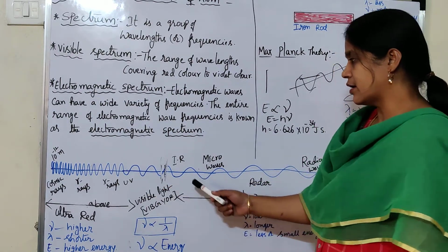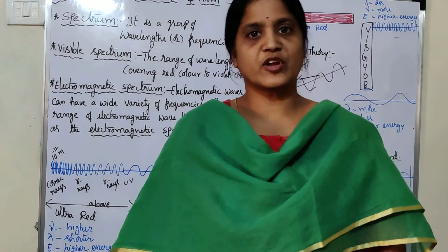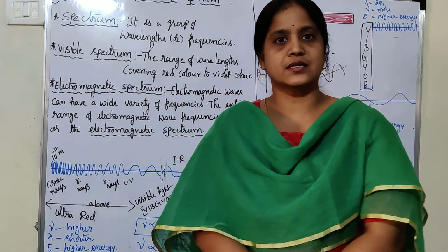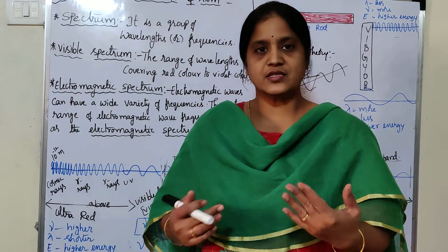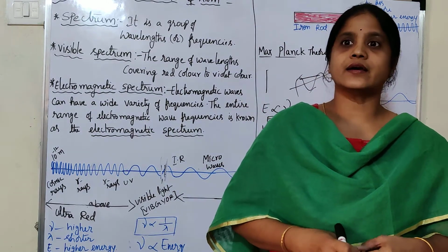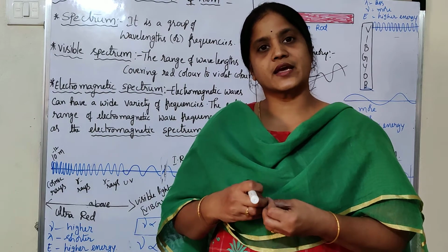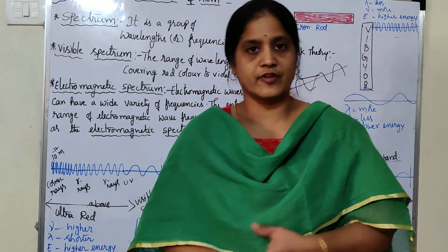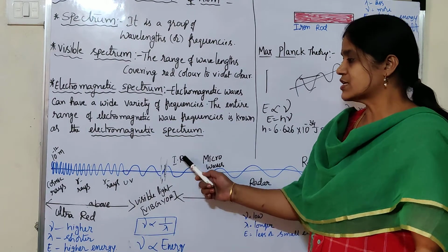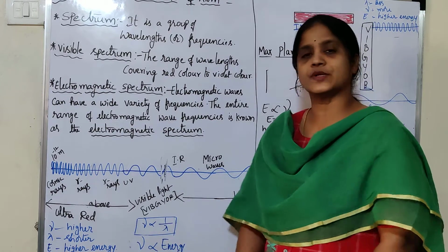Now coming to the infrared rays. When you heat your body, it emits light. And first, when you heat, it absorbs heat, and again it emits heat. When it is emitting heat, it emits in the form of light. So all that comes under infrared rays. These infrared rays have lesser energy than visible light.